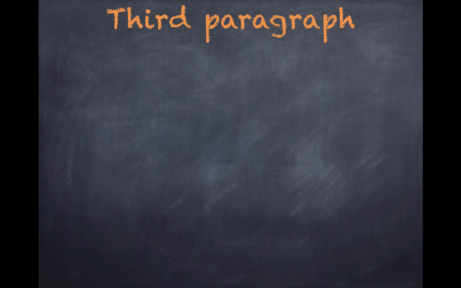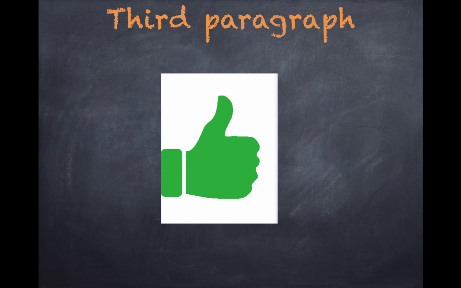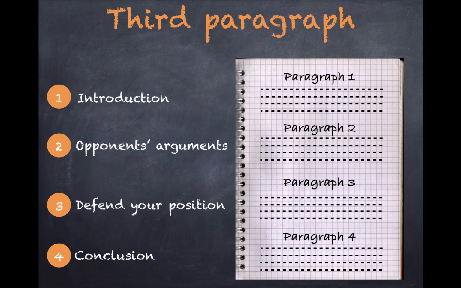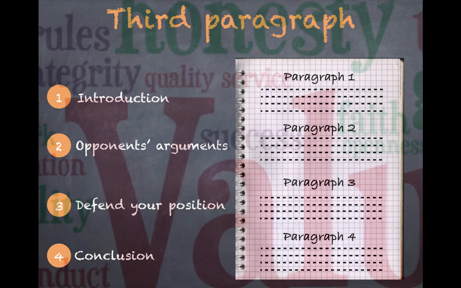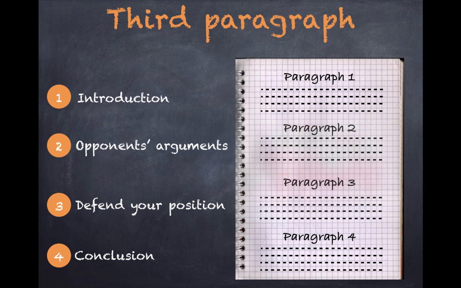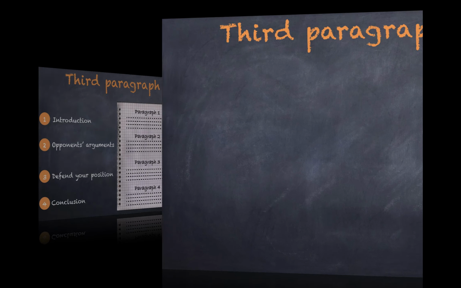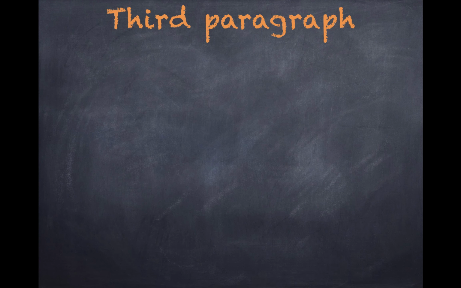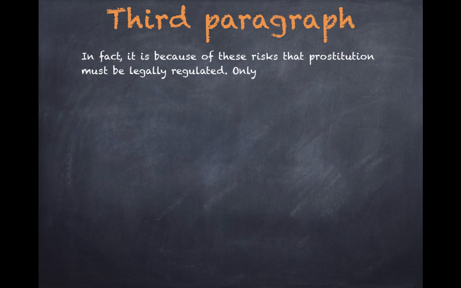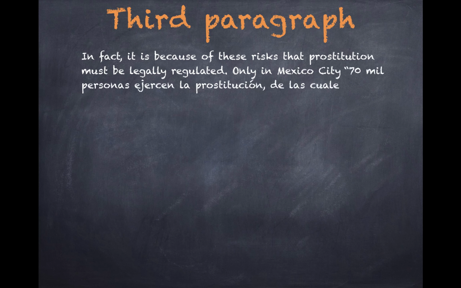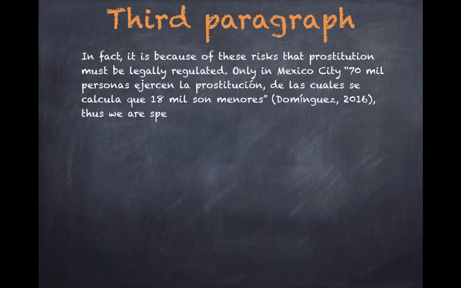After listing your opponent's perspective, it's time to hear your own point of view. Don't forget to underline the ethical aspects of the situation and to turn to another author to illustrate your points. The third paragraph could be: in fact, it is because of these risks that prostitution should be legally regulated. Only in Mexico City, 70,000 personas ejercen la prostitución, de las cuales se calcula que 18,000 son menores. There's no problem if you quote in Spanish.